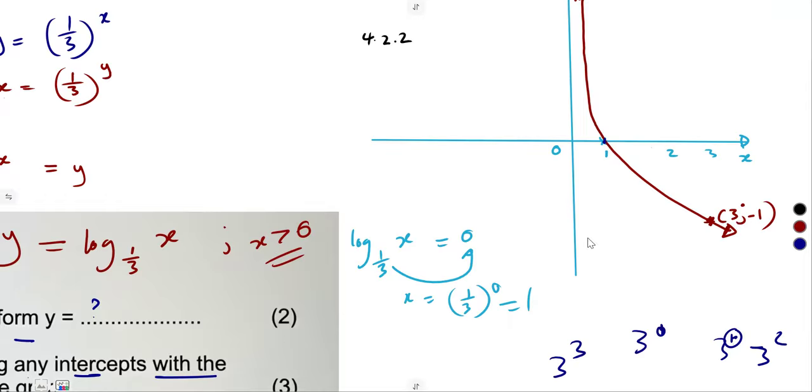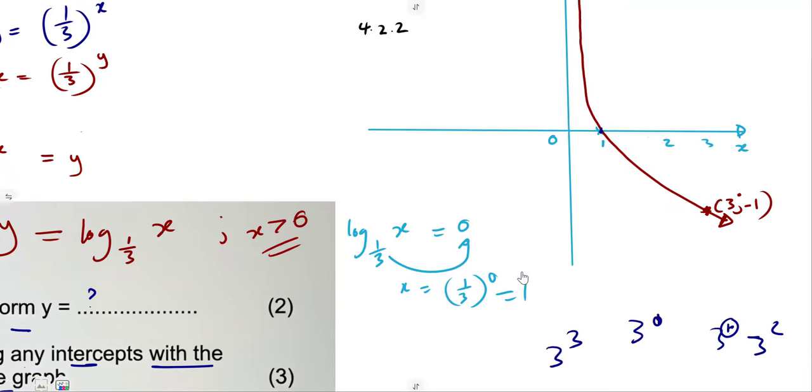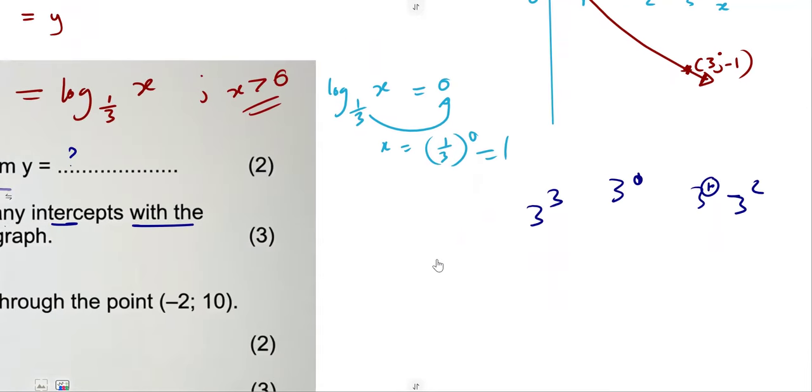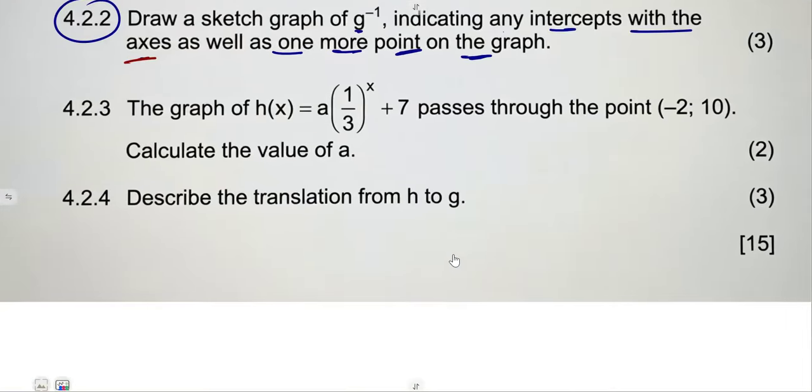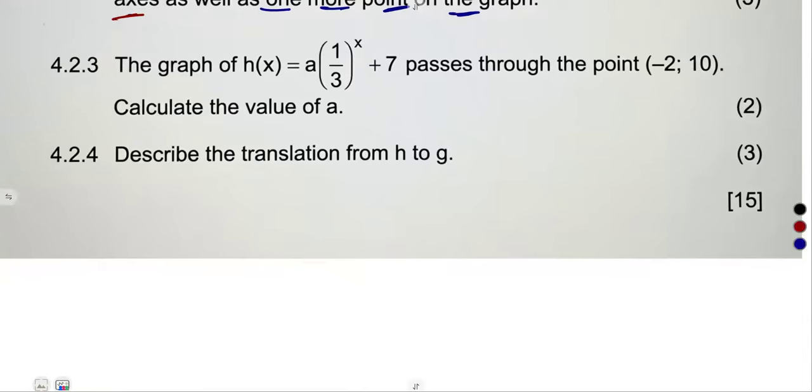Any one of your choice, as long as you just use those powers of 3 and so on. Like the graph of h, which is given as h(x), passes through the point (-2, 10). Calculate the value of a. That's a direct question because you are given x and y there. So guys, this one was just a direct question.